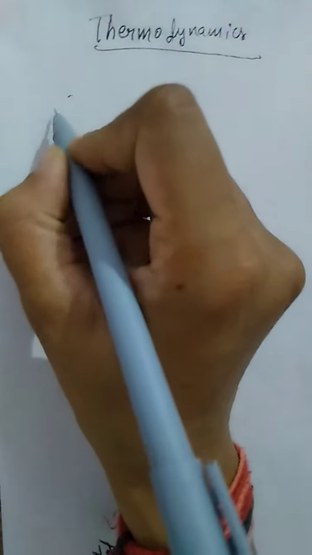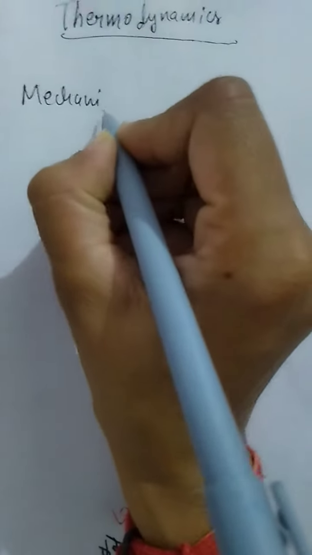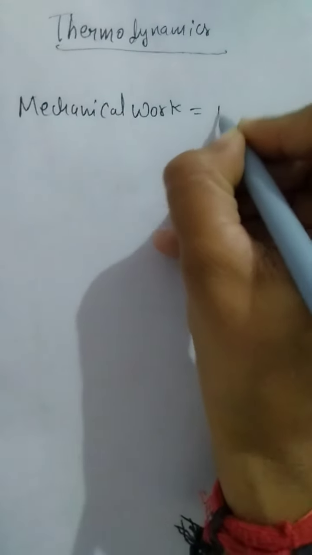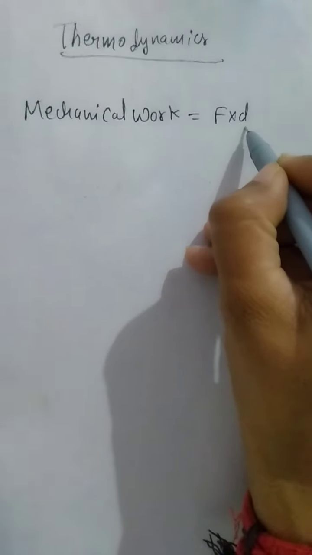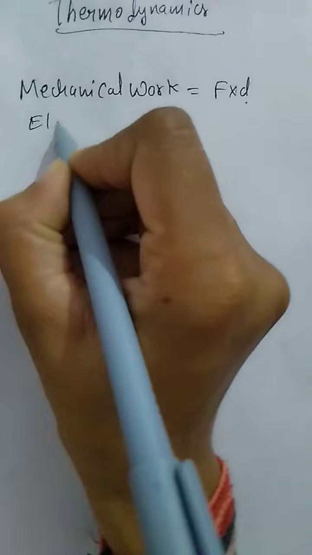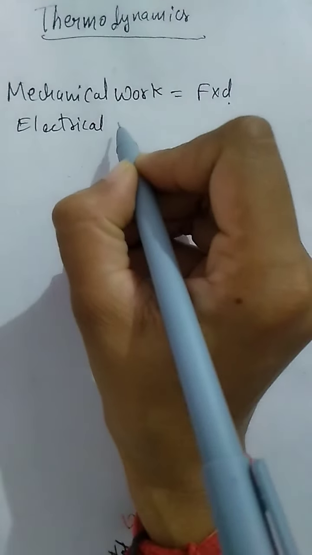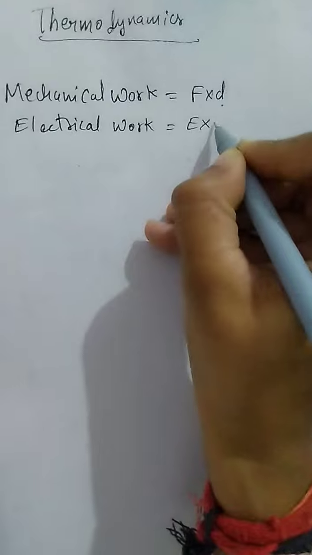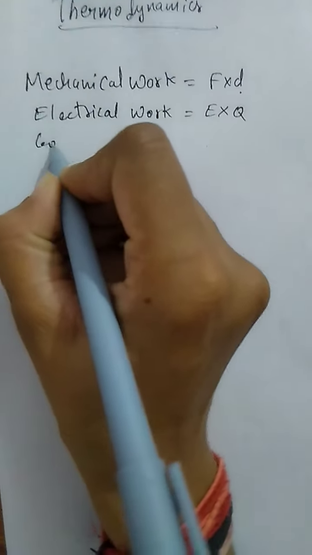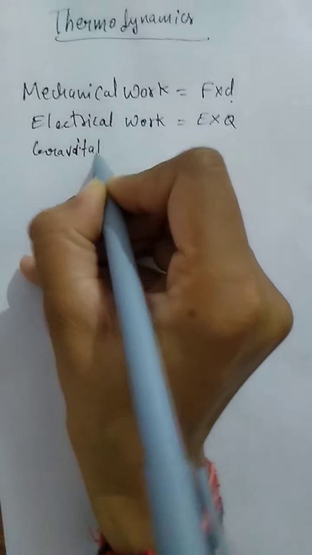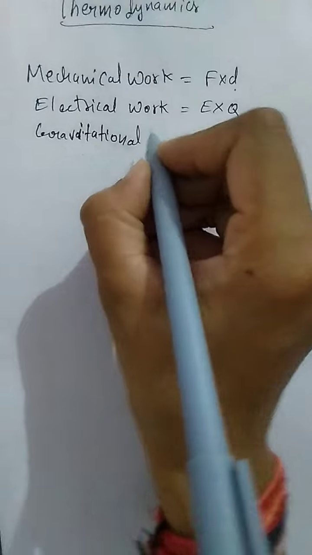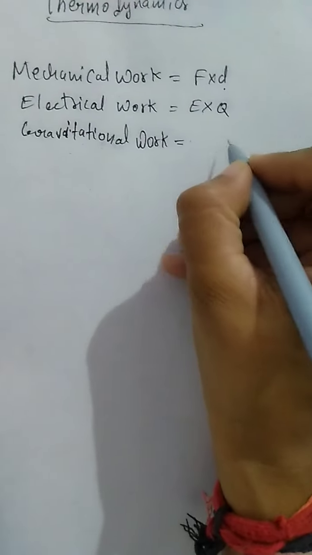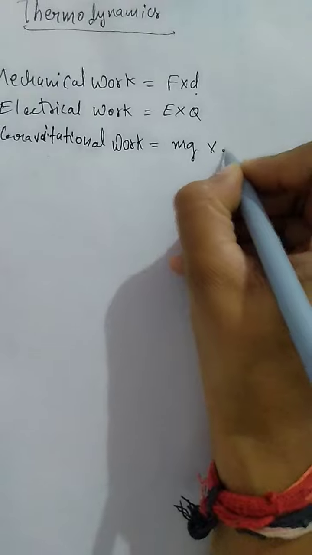So you know, mechanical work is equal to F into D. F is the force, D is the displacement, and electrical work is E into Q. Gravitational work is equal to gravitational force, that is mg, into height.